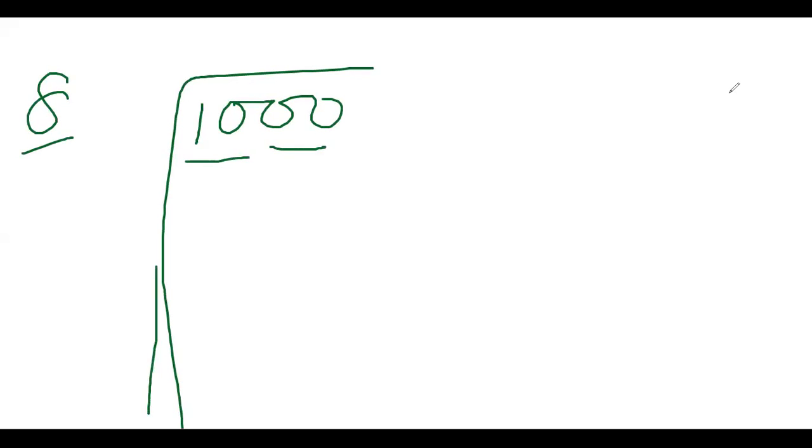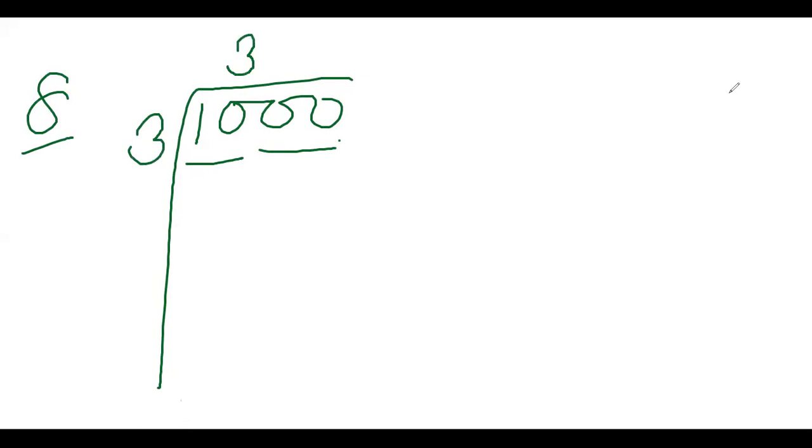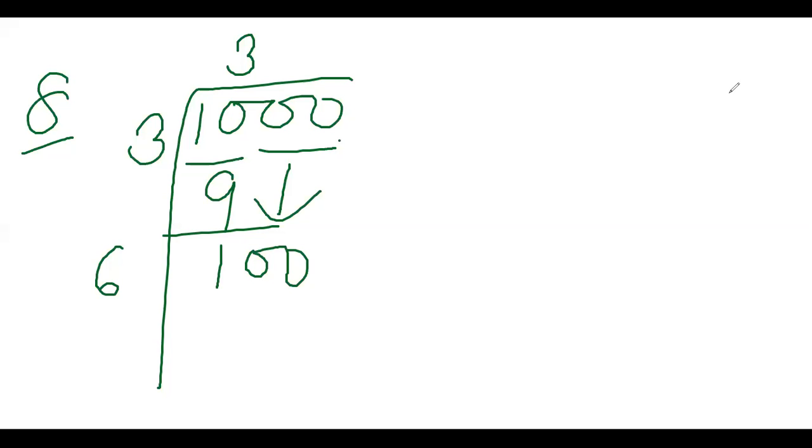Okay, it will go on 3. It's 10. It will go on 3. 3 3s are 9. Then remainder 1. Take down 00. 3 plus 3 6. Now it will go on. You are to tell what should be added.